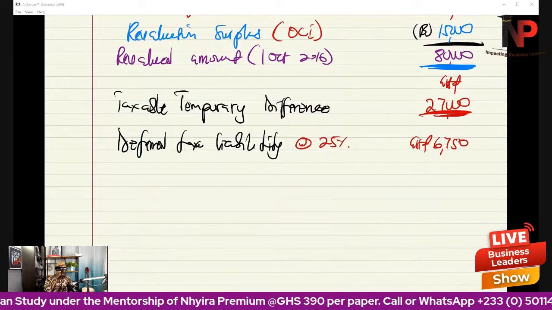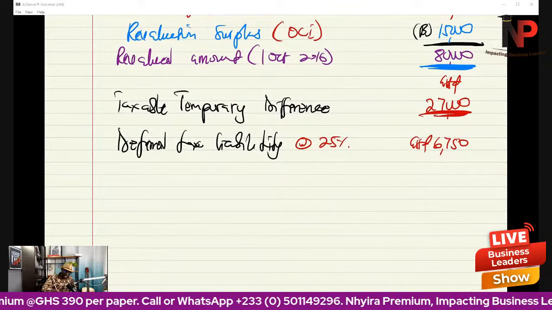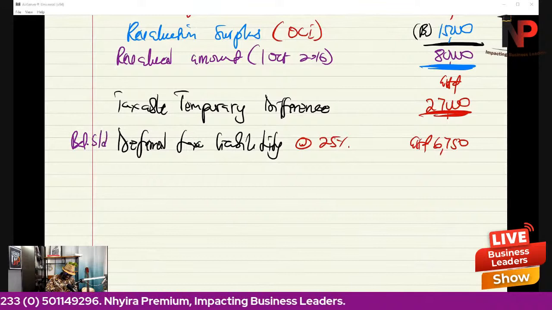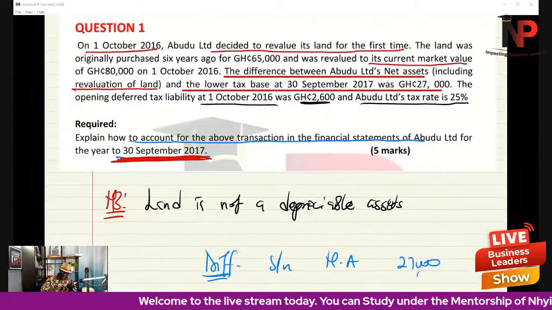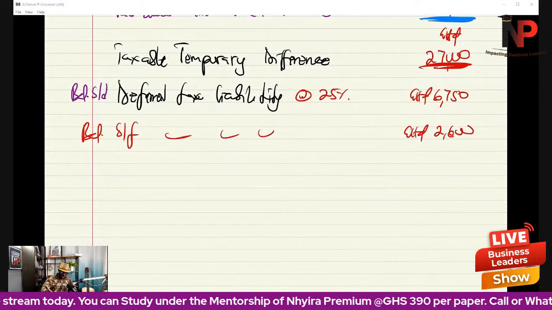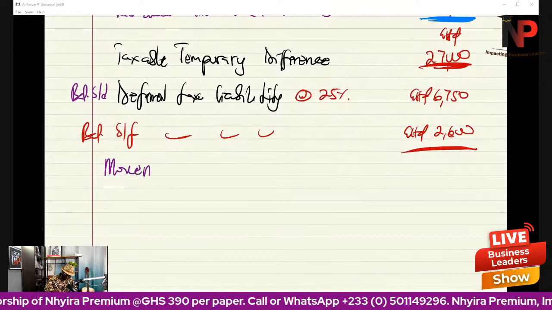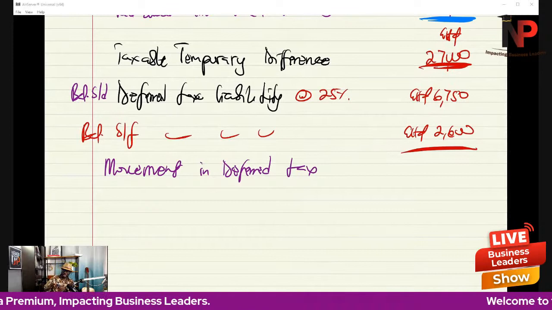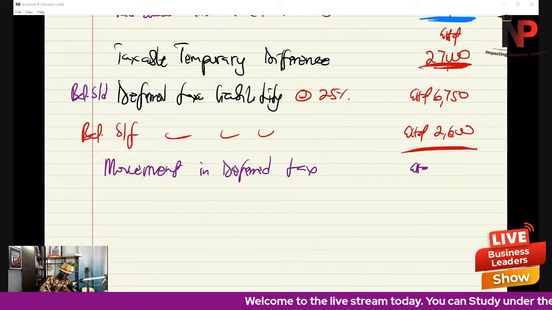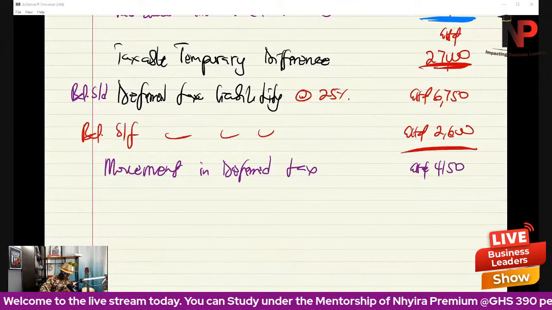But remember, this is the year-end deferred tax, because we have opening deferred tax. So this is like the balance brought down at year-end, but then we need to bring in the balance brought forward deferred tax, that is at the beginning of the year, which in the question is giving us 2,600. So when you strike it out, the difference becomes the movement in deferred tax. Because when there is opening and closing, our interest will be the movement in deferred tax, and the movement in deferred tax is going to be 4,150.